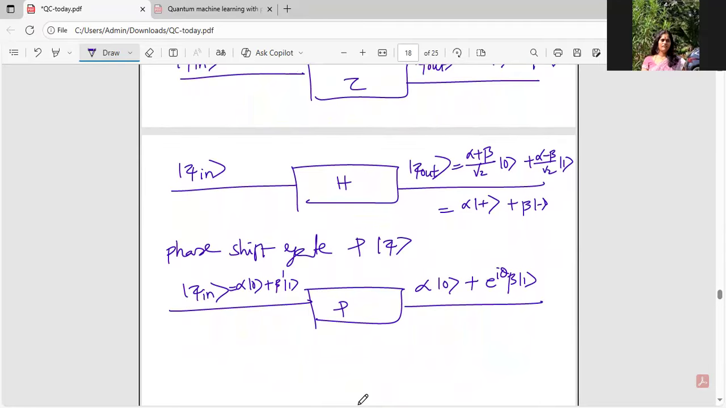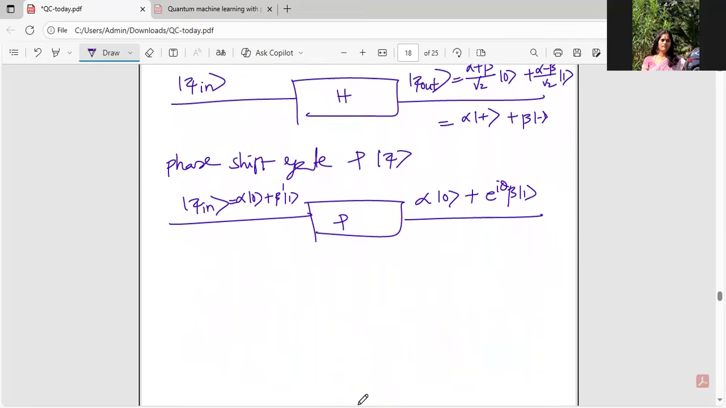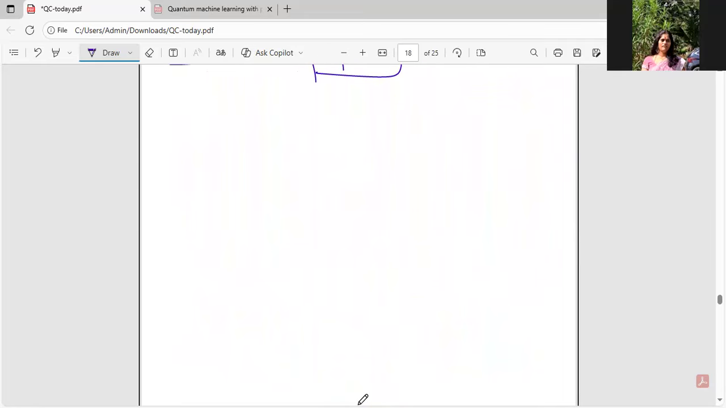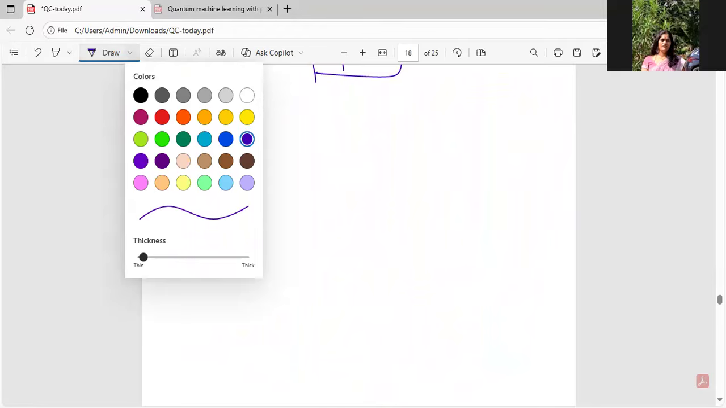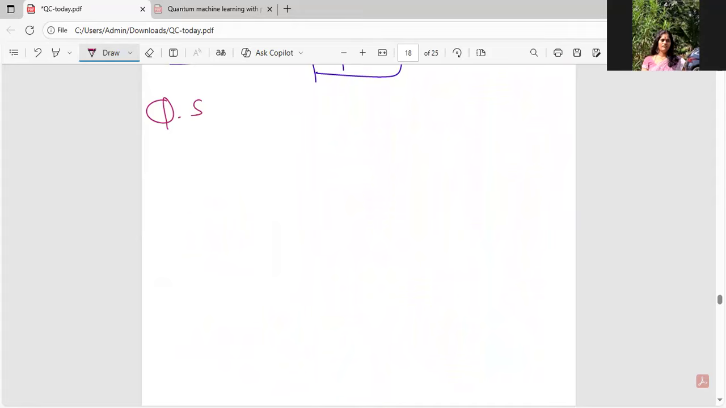After this, the next thing that I would like to talk about is your quantum swap test. If you are asked to give the diagram for the quantum swap test, it's very simple actually, again applying the Hadamard gate and all. Just see the circuit diagram.